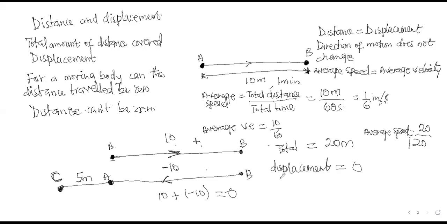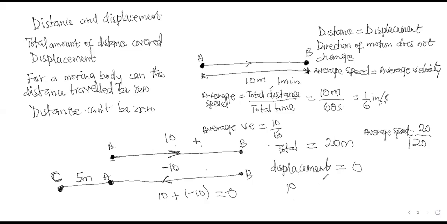Total distance. Anita, what will be the total distance? 25 meters. What will be the total displacement? Negative 5 meters. Yes. Okay. So because from A to B, positive 10, and then B to C, negative 15.